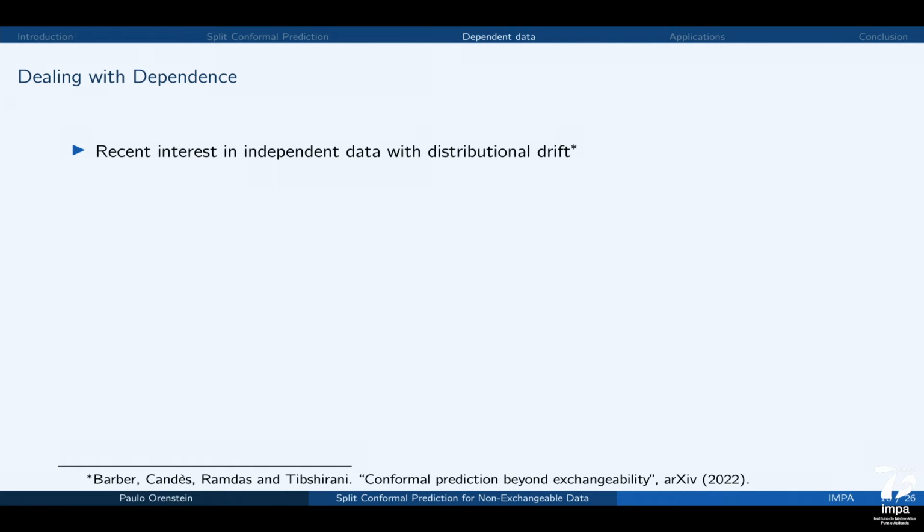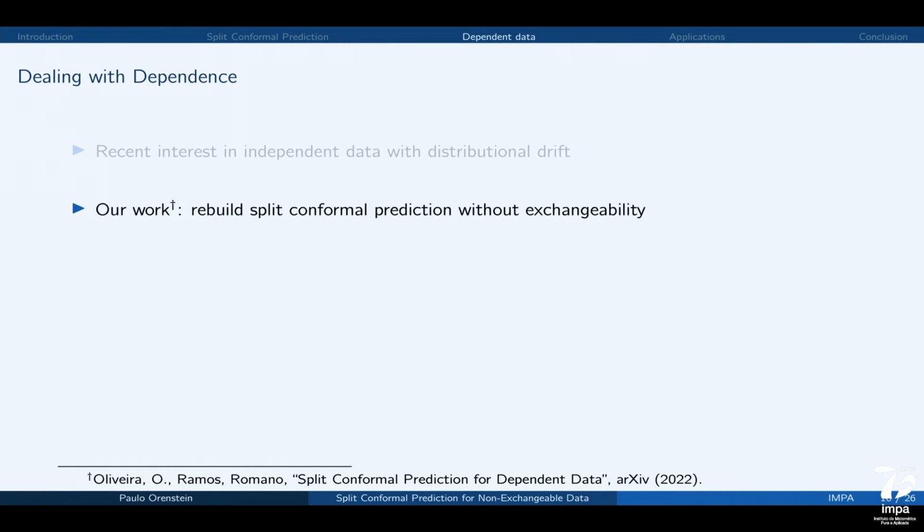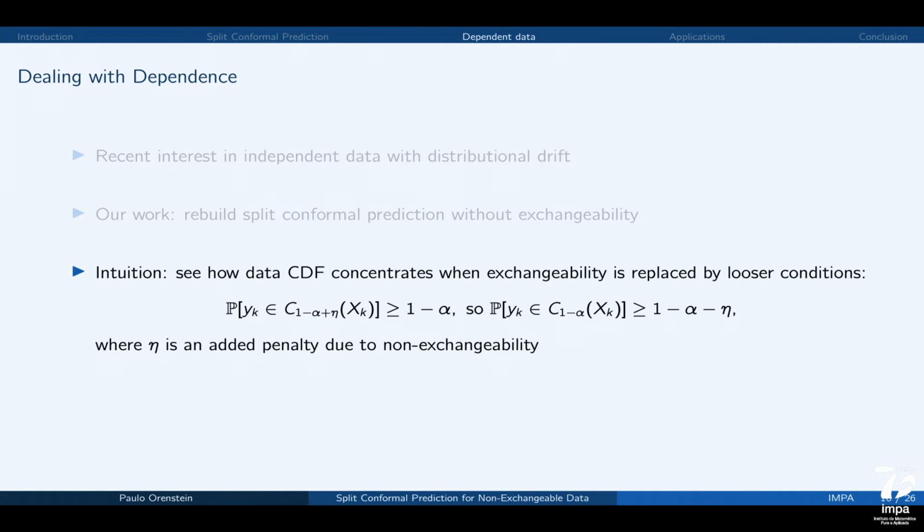For example, there's been some work in dealing with distributional drift, where the distribution of your data is changing. That's not so much our focus. Our focus will be on rebuilding this theory without exchangeability. So how are we going to do this? The intuition is as follows. We're going to look at how our data's cumulative distribution function, our CDF, concentrates if we do away with exchangeability and use some looser conditions.